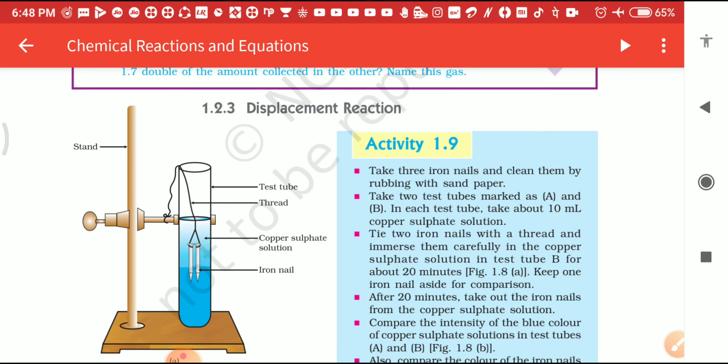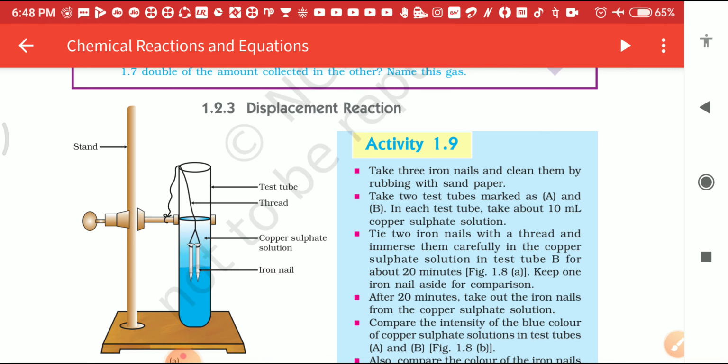Students, you can better understand displacement reactions if you have complete knowledge of the reactivity series of metals, because this reaction is totally based on it. In the reactivity series of metals, we have already discussed how the most reactive metal is placed on top and the least reactive metal is at the bottom. Most reactive metals can displace the least reactive metals very easily.